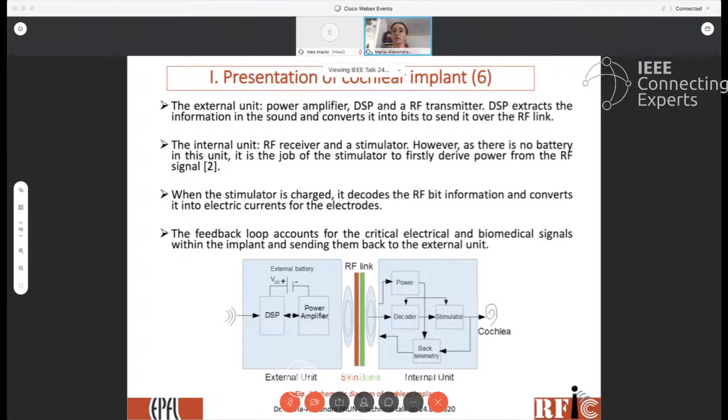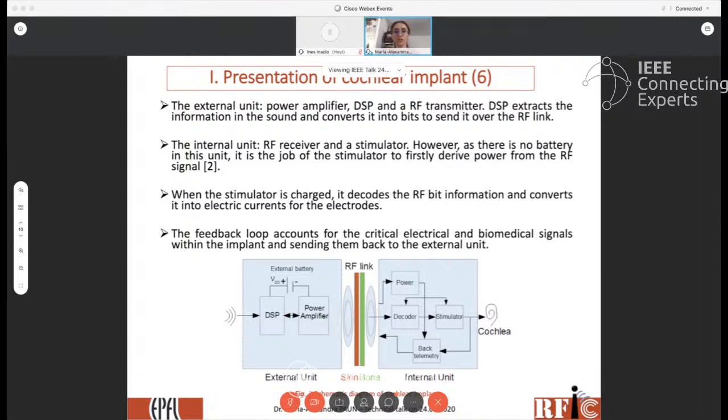Here, if you want to learn more about the main constituting blocks of the cochlear implant, you can have a look at this schematic that we have prepared for you. So basically you have an external and an internal unit, which are separated by skin and bone, and you have a radio frequency link in between them. Obviously, as I mentioned before, the signal which comes from the outside of the body should be converted into bits to be able to be sent over via the RF link. So this is the job of the DSP unit.